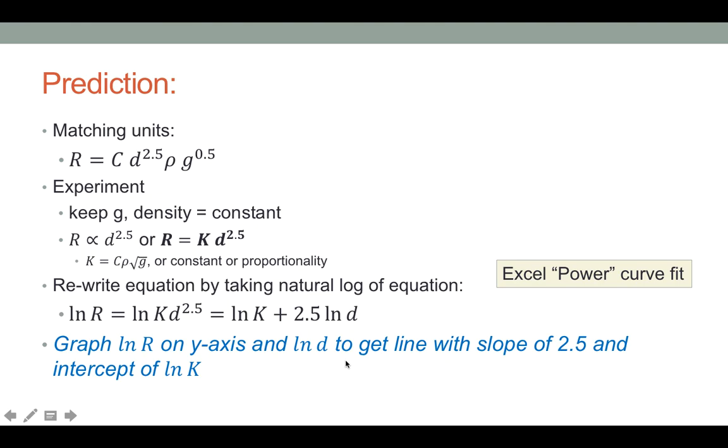And we now have a testable prediction that the slope will be 2.5, even though our gut might tell us that 2 sounds like a more reasonable answer. So that's what we're going to test.